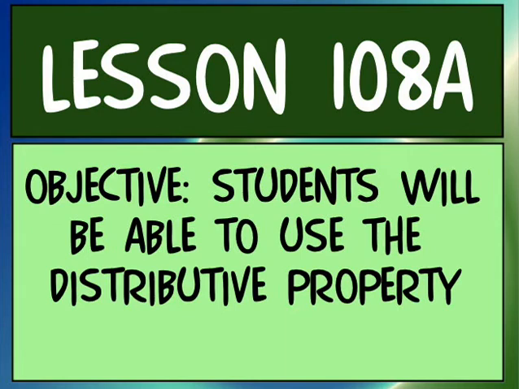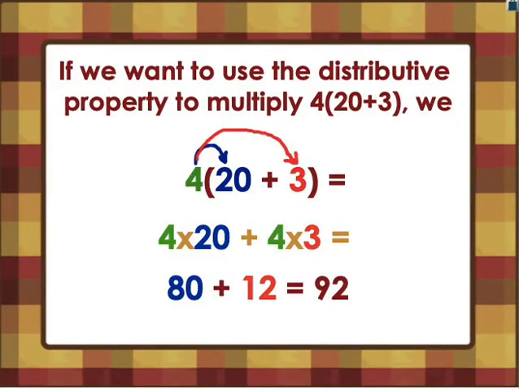Welcome to Lesson 108A. Today we're going to be talking about how to use the distributive property. Now, the distributive property of multiplication simply means that we are going to take multiplication and distribute it between different numbers. So if we have the problem 4 times (20 + 3), we can write it a few different ways.